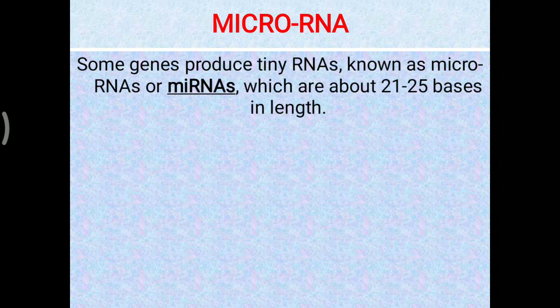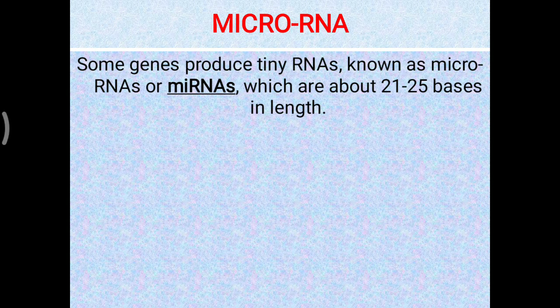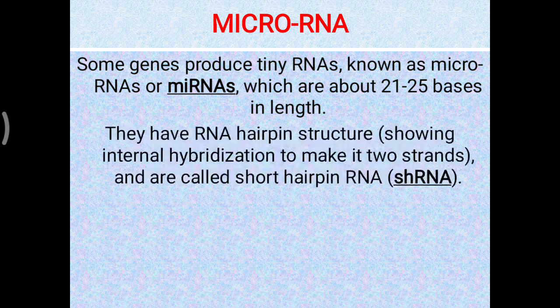So, some genes produce tiny RNAs known as microRNAs or miRNAs, which are about 21 to 25 nitrogen bases in length. So, a short single-stranded chain of RNA, made by a particular gene, is called a microRNA. They have an RNA hairpin structure showing internal hybridization to make two strands, and are then called a short hairpin RNA, that is shRNA.